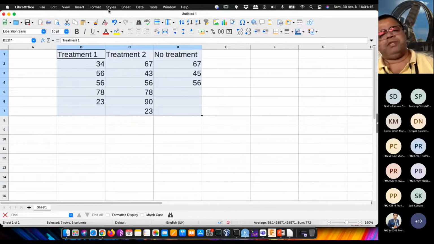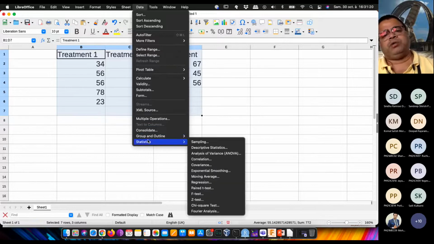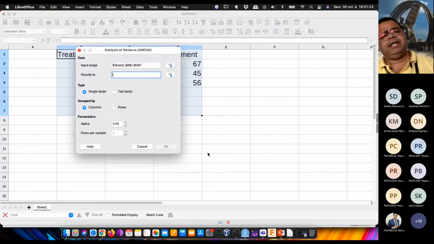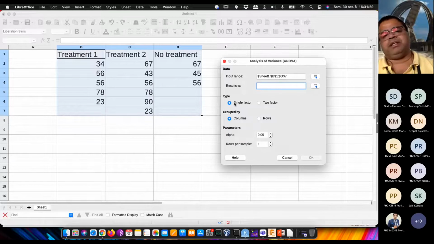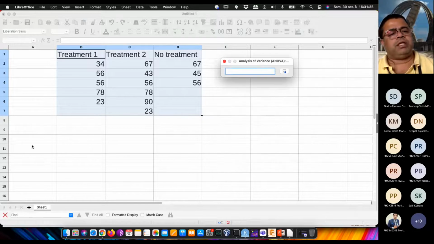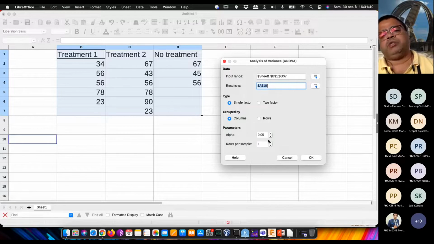So this is LibreOffice. In LibreOffice you can just use data, go to statistics, and there is analysis of variance directly. Okay, data, statistics, analysis of variance. If I want to do single factor, because there are only 3 treatments which I am going to process, I select the area, I selected this cell, and then I have to set alpha. Alpha, remember, is the level of significance, 0.05, and I am just going to say okay.